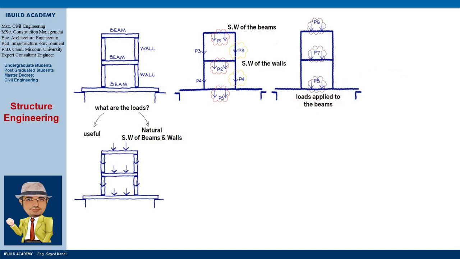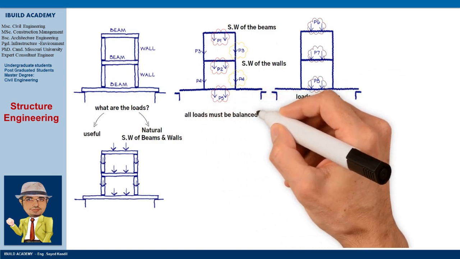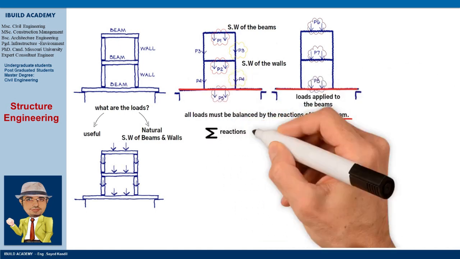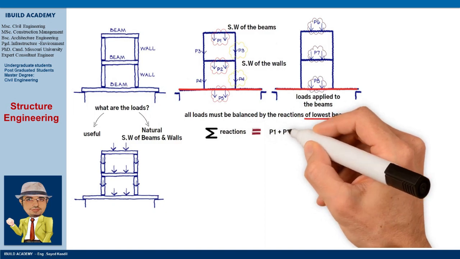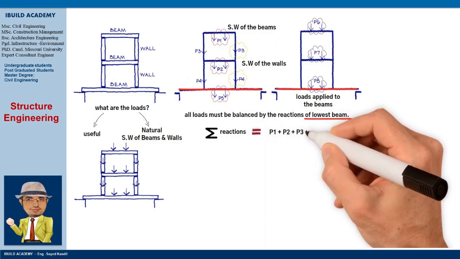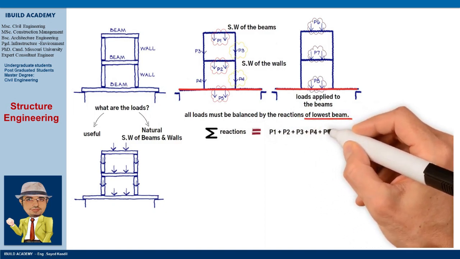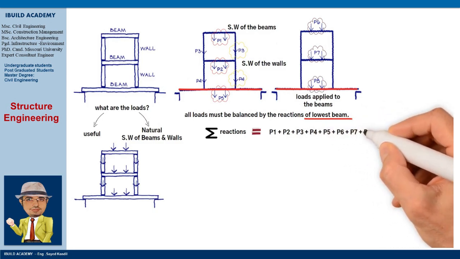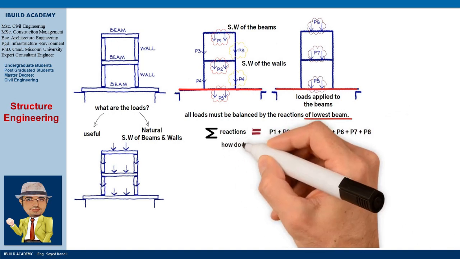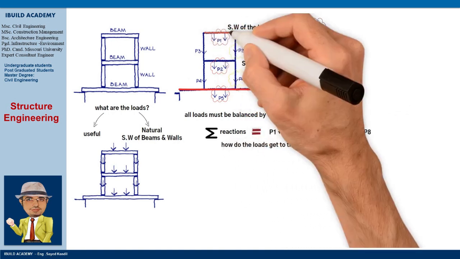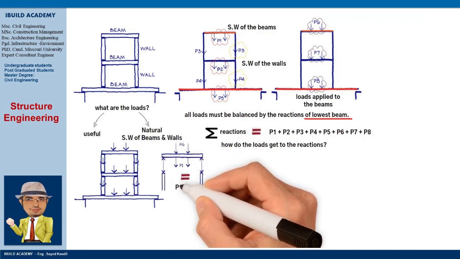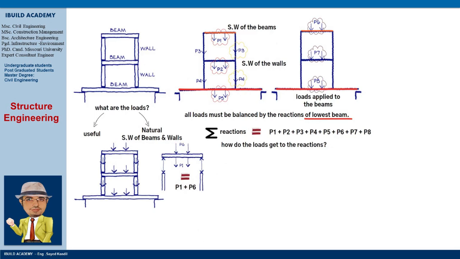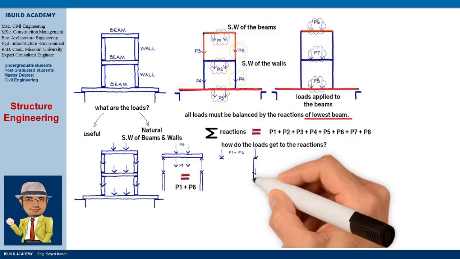For vertical equilibrium, all the loads P1 to P8 must be balanced by the reactions of the lowest beam. For the lowest beam, the sum of the reactions equals P1 plus P2 plus P3 plus P4 plus P5 plus P6 plus P7 plus P8. But how do the loads get to the reactions? First, the upper beam. Loads to the upper walls equal P1 plus P6. The upper walls are loaded by the loads on the upper beam plus their self-weight.